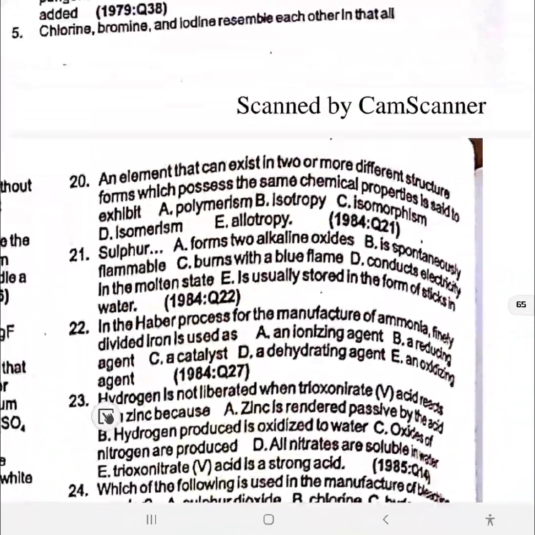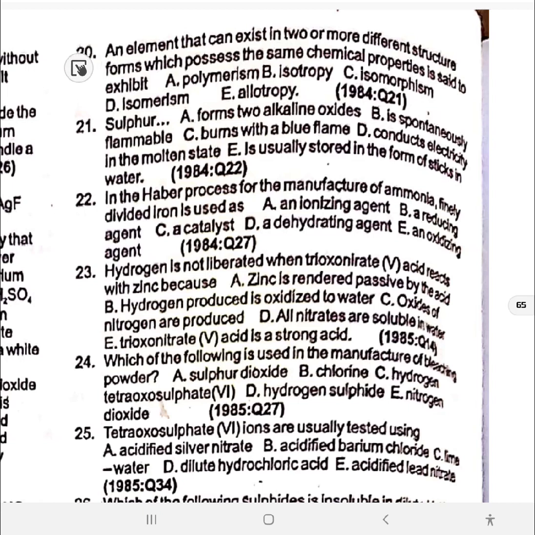Let's touch the last question in this video, and we'll continue from the next video. 20. An element that can exist in two or more different structural forms which possess the same chemical properties: allotropy. 20 is option E. No need to talk much about it. We'll stop here. In the next video, we'll continue from this place.